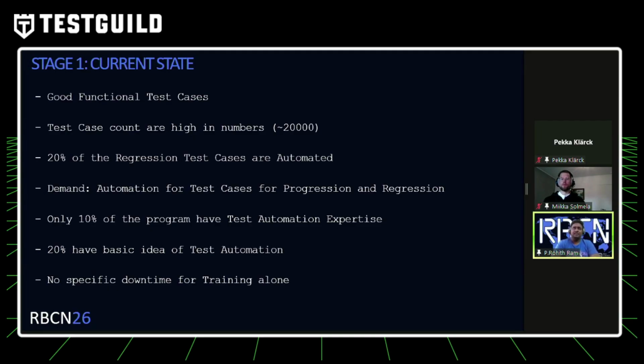Also, regression testing many times was slow and prone to manual error. We tended to miss bugs in many places, so there was a huge demand for regression testing as well. With respect to automation exposure, 10% of the program had people with good automation exposure. 20% of the associates had a basic exposure to how automation works.